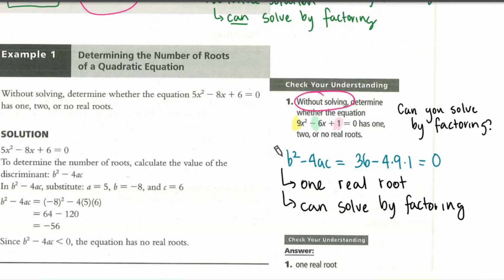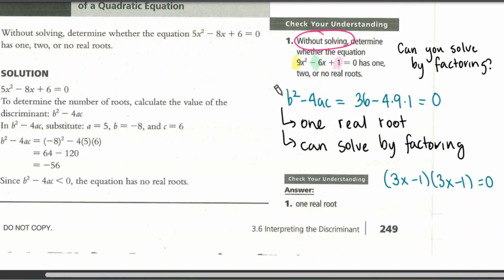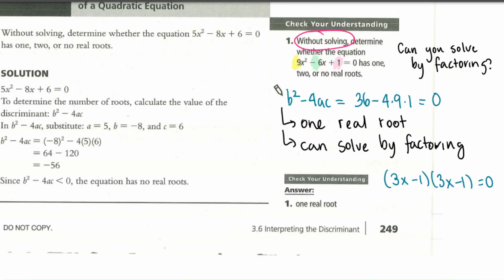You can go ahead and check yourself. If you do want to solve this by factoring, I'll just do a quick aside. The 2 factors would be 3x minus 1 and 3x minus 1, because it's a perfect square, so the 2 factors would be identical, and we could go ahead and solve it. The only solution would be x equals 1/3.